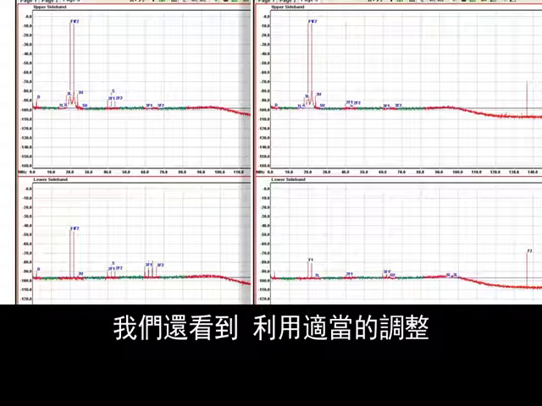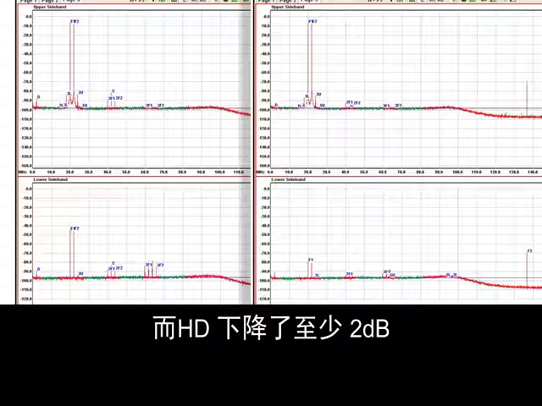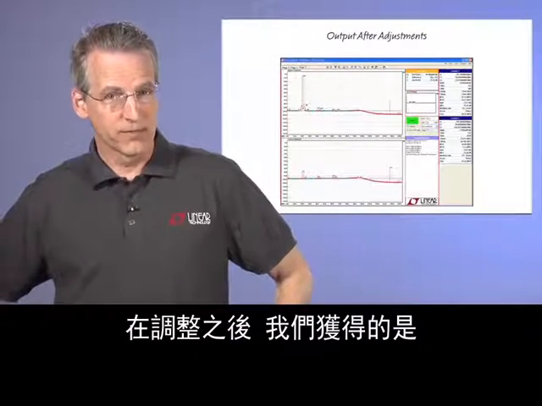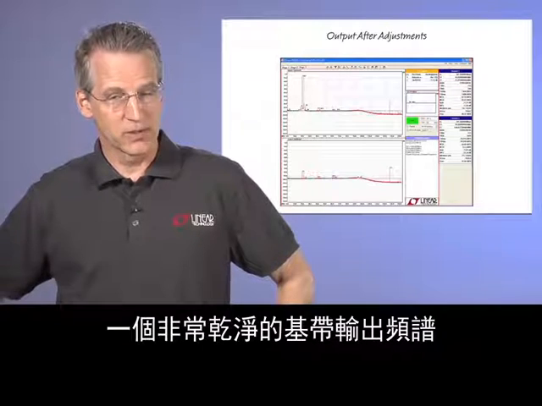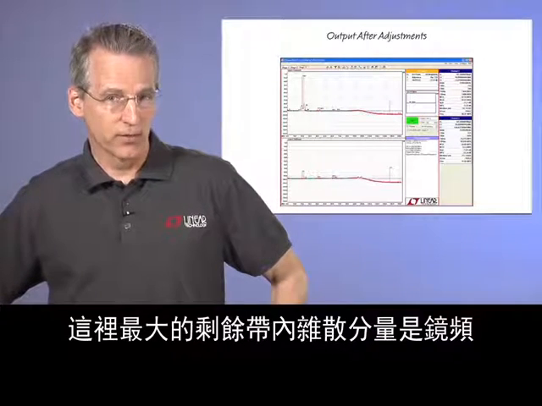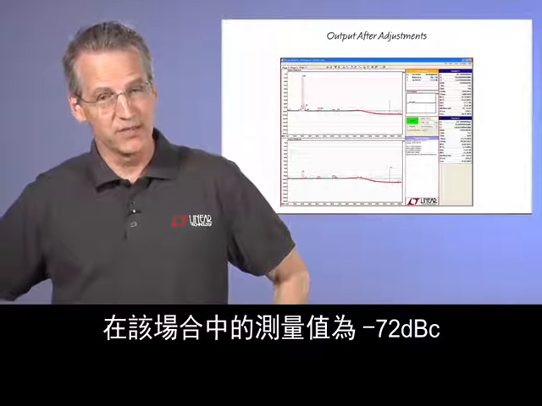We can also see that with proper adjustments, IM3 has dropped about 3 dB, IM2 has dropped at least 10 dB, and HD has dropped at least 2 dB. After adjustments, what we are left with is a very clean baseband output spectrum, where the largest remaining in-band spurious component is the image, which in this case measures minus 72 dBc.